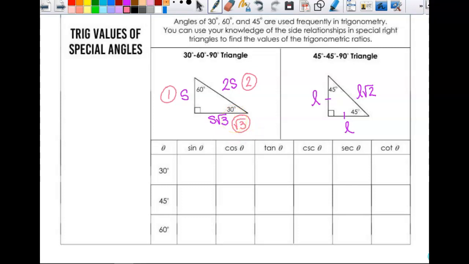In the 45-45-90 triangle, if the leg length is 1, then this one is 1, and the hypotenuse is the square root of 2. Does that make sense? Just so we have actual lengths to use to find our ratios.